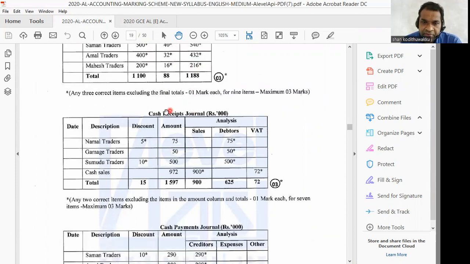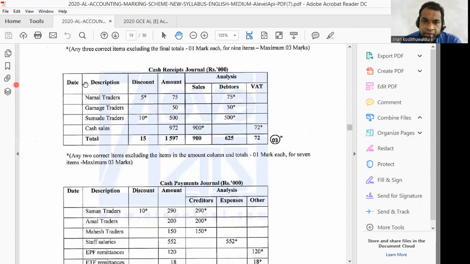Then when it comes to the cash receipt journal, you can take date, description, discount column, that is discount allowed, amount, and at the end you can have analysis columns. Here: sales, cash receipt from sales, cash receipt from debtors. Here you can have a separate column for VAT, but sometimes other income like that, depending on the given details in the question, you can take another column, other income, receipt from other income.